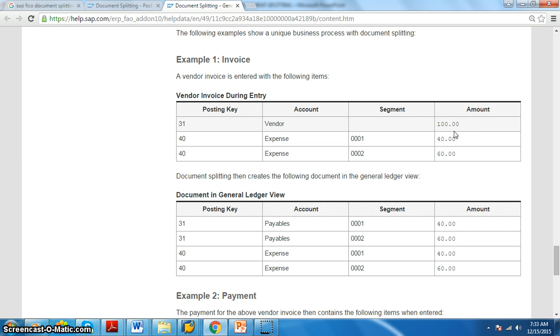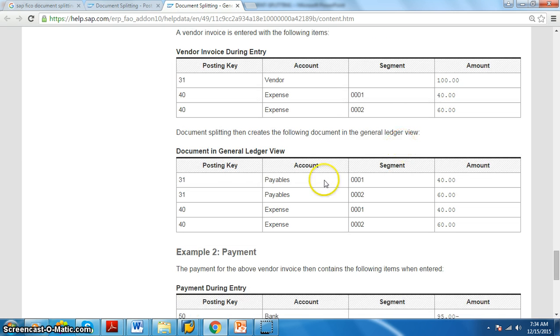But after the document is split, you are going to get segment level reporting. Segment level reporting means basically this 001 expense is for, say, one department, and the 002 expense is for another department, or we can have two plants. Maybe for one manufacturing plant we have segment 01, and for another plant we have segment 2. So what happens here is we are making a single payment of 100, and we have entered that in the vendor invoice. But if you see at the GL level, after splitting, how is it going to look?